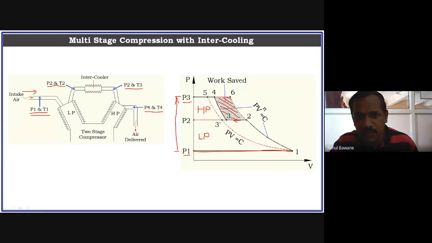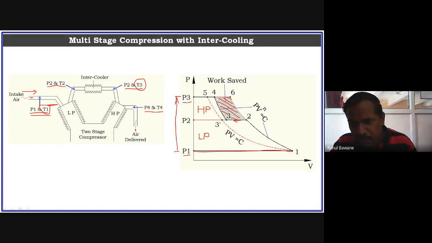But imagine if you are using some refrigeration system and you bring your compressed air back to the initial temperature. That means your T3 temperature will be equal to T1. So the initial intake temperature of air is T1, and after intercooling, with a refrigeration system and all, you bring that temperature T3 back to T1. That is called perfect intercooling.